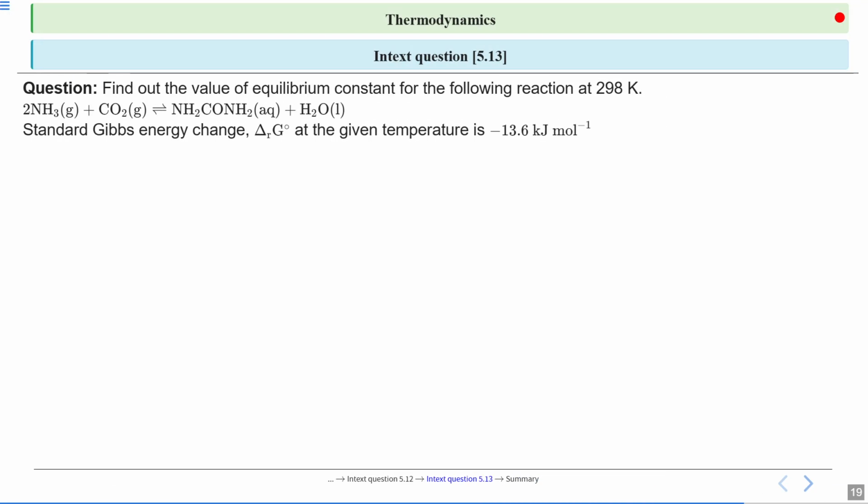Here is the next question. This is also homework for you. You have to find the value of the equilibrium constant. The reaction is given, and the standard Gibbs free energy change is also mentioned at a given temperature, which is minus 13.6 kilojoule per mole at 298 Kelvin. Let me do it for you, but before that, you try it by yourself. You have some time to solve it. Your time starts now.